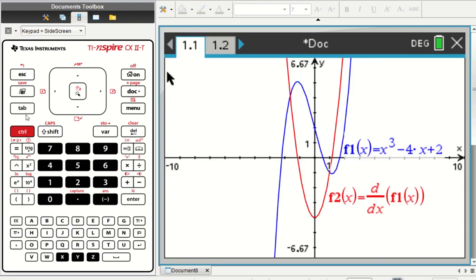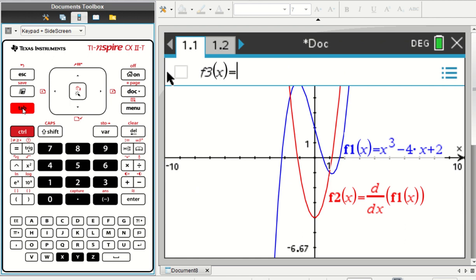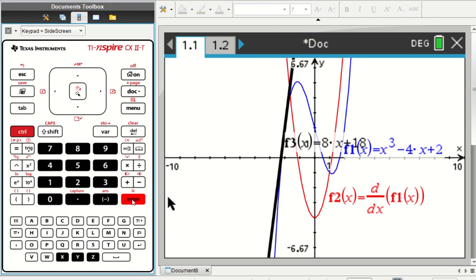To see that, if I go back to my graph and press tab, I can enter in that formula, 8x plus 18, and we'll see a third line on the graph, and that is the tangent line to the blue graph when x equals -2 and y equals 2. So the point on both the blue graph and the black line is (-2, 2), right around here, and the black graph is tangent to the blue graph at that point.